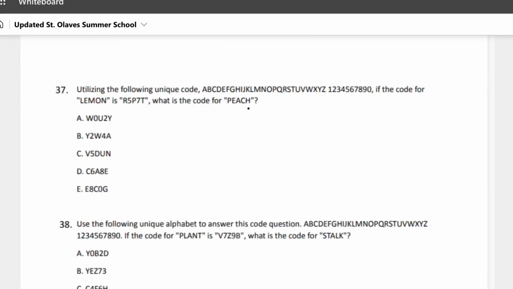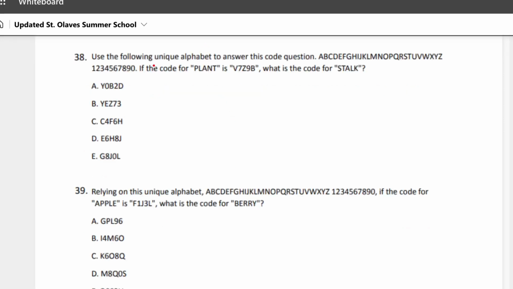L to R is going to be 1, 2, 3, 4, 5, 6, plus 6. Therefore, for P we're going to do plus 6: 1, 2, 3, 4, 5, 6. We end up with V. And then E to 5. We also have an E here, so we just know it's going to be V5. That means our answer is going to be C.